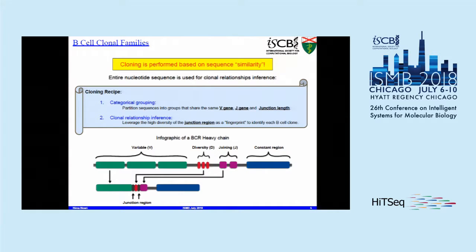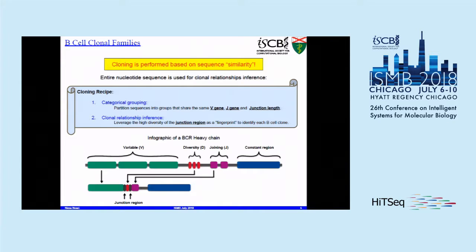Okay, how do we infer these clones? Cloning is performed based on sequence similarity. So which sequences are more similar or less similar? To find that, the entire nucleotide sequence is used for clonal relationship inference. We use all the V gene information, all the segments that I discussed. So the cloning recipe is well established and well known.